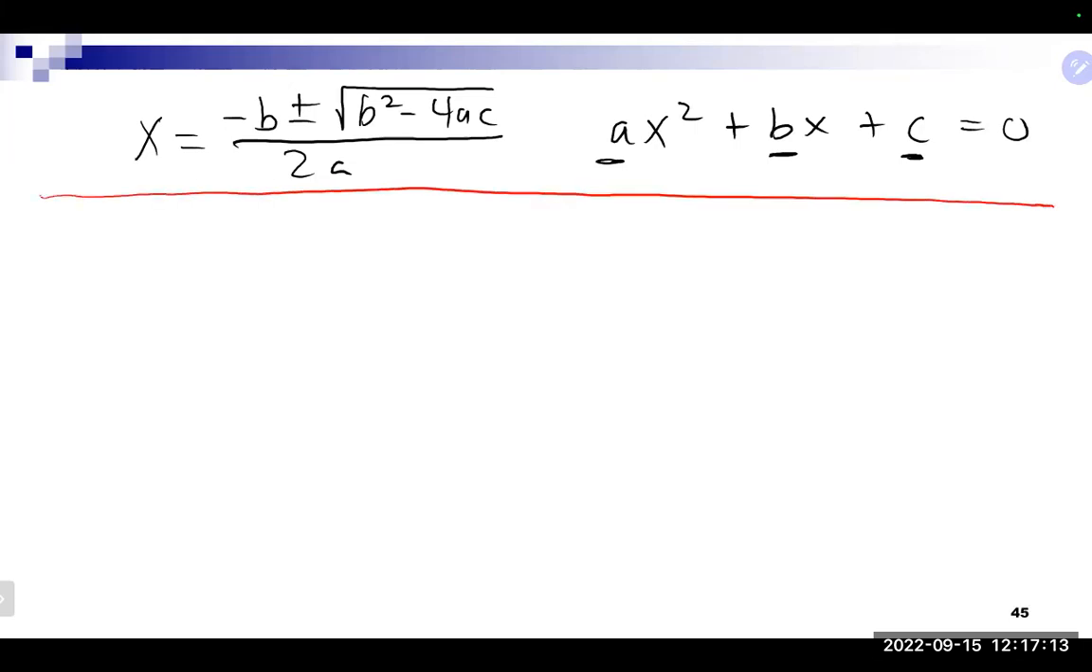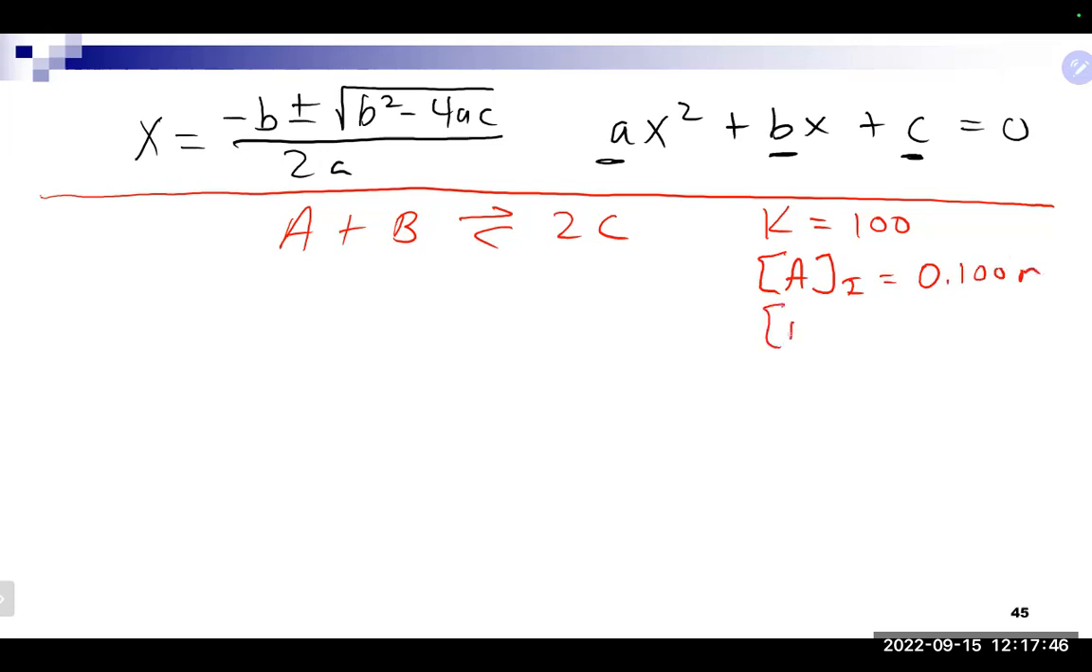So let's talk a little bit about a reaction like A plus B goes to 2C. And let's just say the K here was 100, right? So let's say that we initially were told that we started with an initial concentration of A that's 0.1 molar and B, that is also, we'll start with 0.1 molar, right?